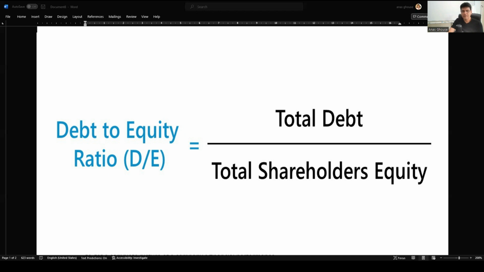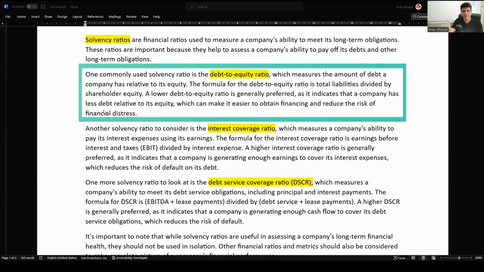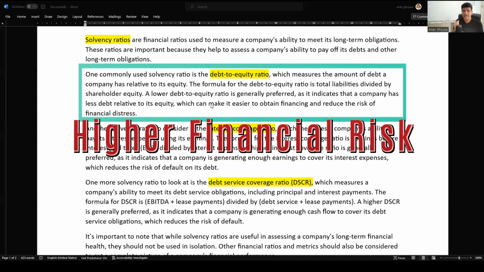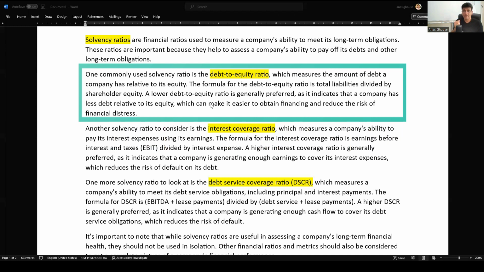A lower debt to equity ratio is generally preferred as it indicates that a company has less debt relative to its equity, which can make it easier to obtain financing and reduce the risk of financial distress. The higher the debt to equity ratio, the higher the financial risk, and it indicates to what extent the company can pay off its total debt. So it's a very important ratio that we can calculate.